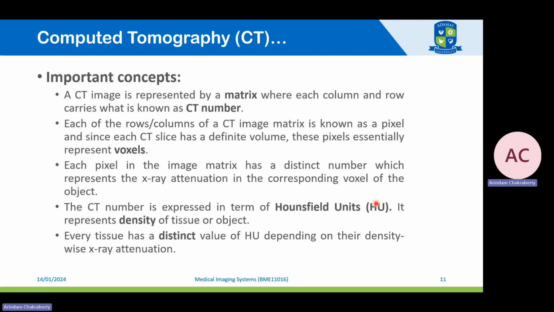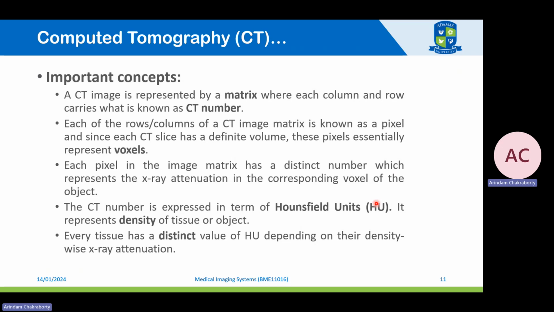And coming to how CT images are formed, they are represented in terms of matrices, where each column and each row basically carries what we call a CT number. Each column and row that the CT number has is known as a pixel. Since we already talked about each slice having a certain volume, they represent voxels. What do we call a voxel? A voxel is nothing but, informally, a 3D pixel.